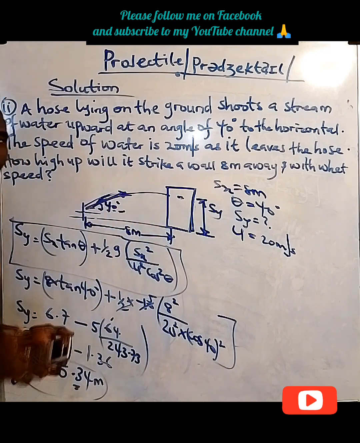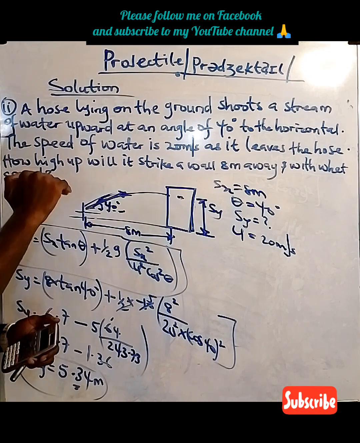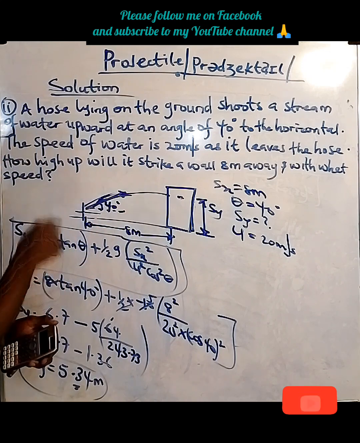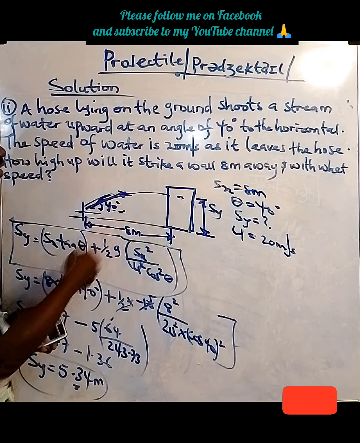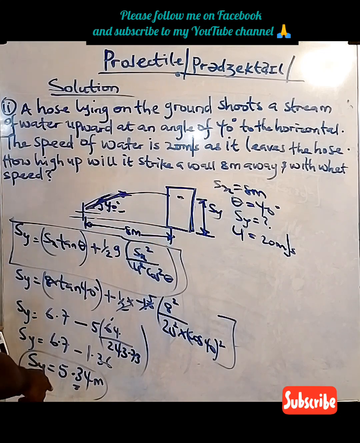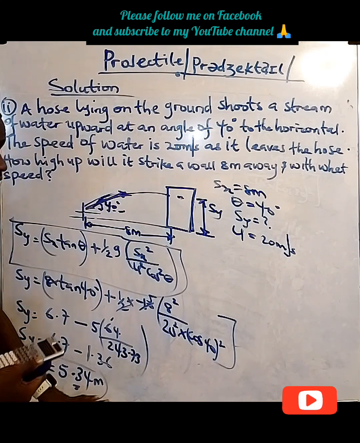So it's very simple. The hose shoots out some water at an angle of 40 degrees with the horizontal. The water keeps going at an angle of 40 degrees with a speed of 20 meters per second, while the wall 8 meters away will be hit as high as 5.34 meters. So that's that for the very first one.